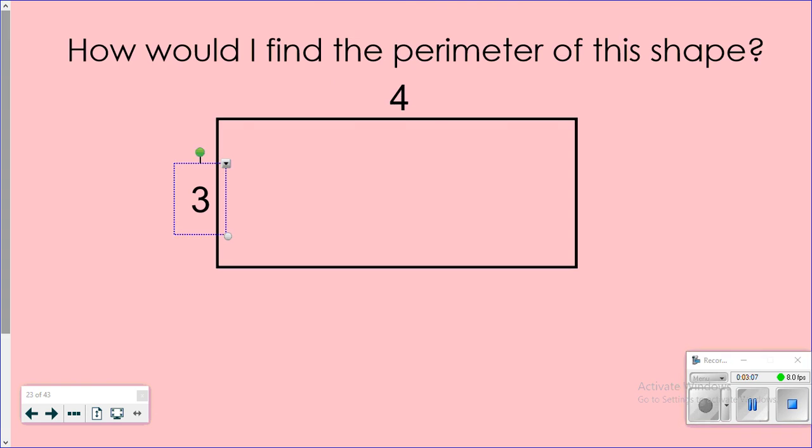So we're going to do the perimeter of this shape. Go ahead and draw a rectangle. This rectangle is a 3 by 4 rectangle, so go ahead and label those dimensions. Gavin, we're writing.